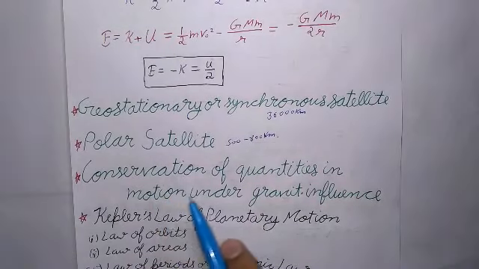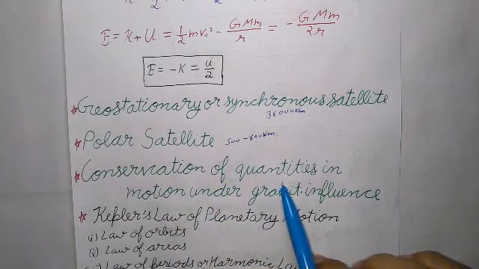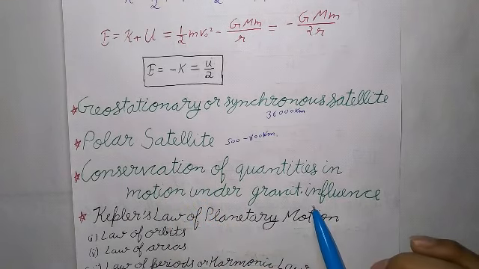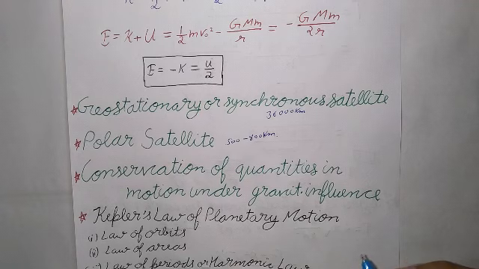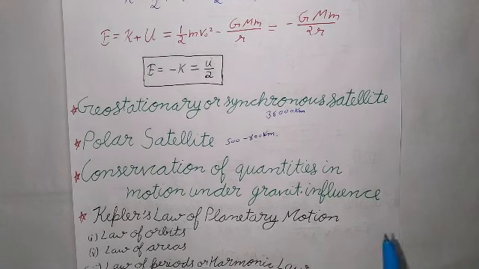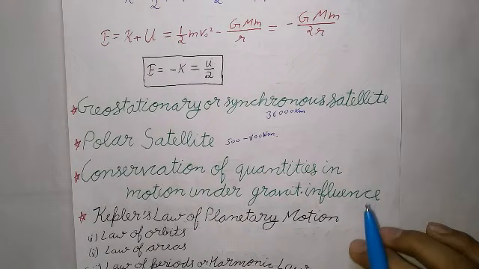Now, next is conservation of quantities in motion under gravitational influence. During the motion of an object under the gravitational influence of another object, the following quantities are conserved. First is angular momentum, second is total mechanical energy. Linear momentum is not conserved. Conservation of angular momentum leads to Kepler's second law of planetary motion.